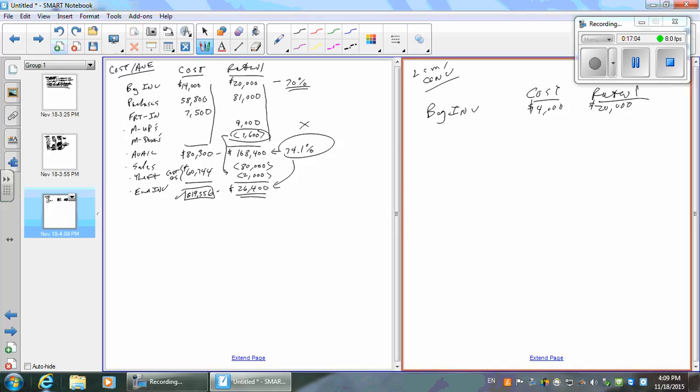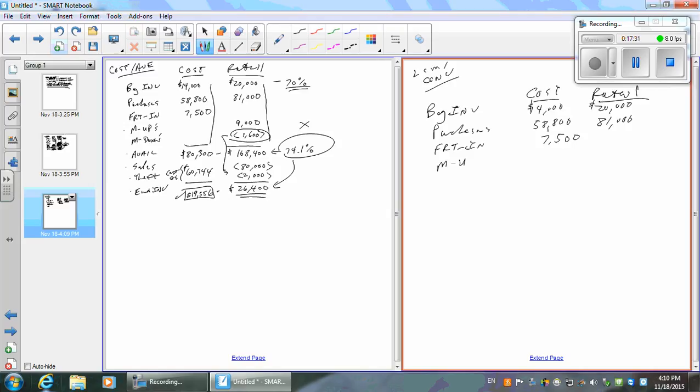That's that 70% layer, right? We're not doing LIFO yet, so it's not really a layer. Add your net purchases. How much was that? 58.8. No big deal. 81,000. Freight in. Still only going to affect the cost. 7,500.